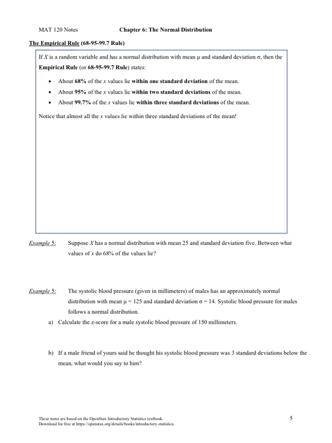Moving on to the next page, we'll continue with the normal distribution, and we're going to talk about the empirical rule, or the 68, 95, 99.7 rule. If x is a random variable and has a normal distribution with a population mean and a population standard deviation, then the empirical rule states that about 68% of the values lie within one standard deviation of the mean, 95% between two standard deviations, and 99.7% within 3 standard deviations.